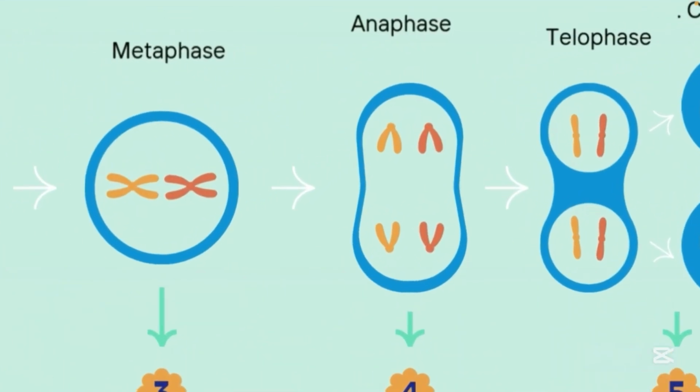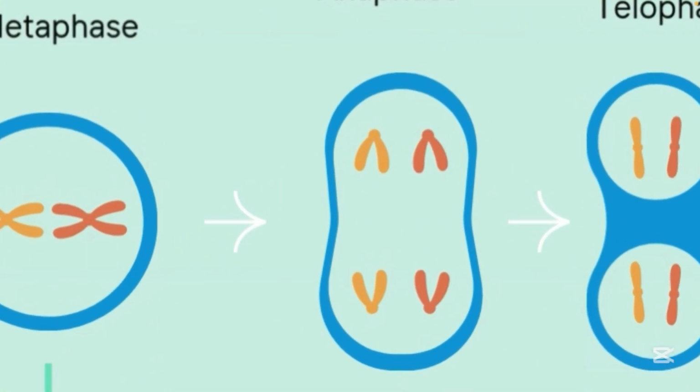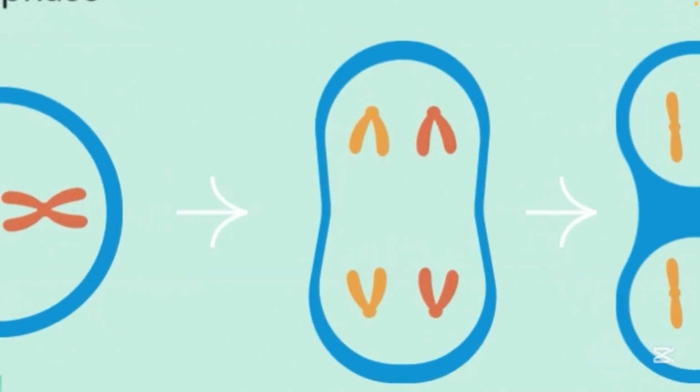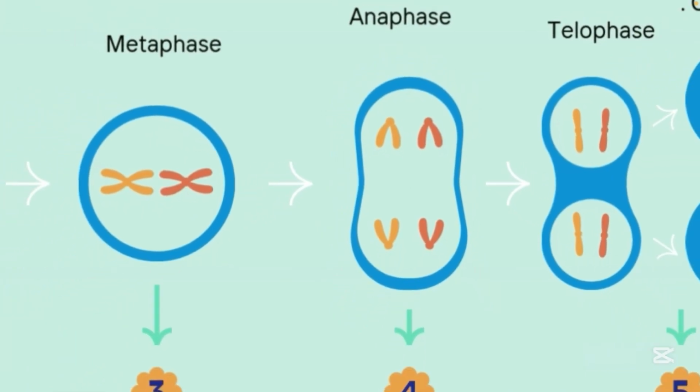And then the next step is anaphase, where the spindle fiber pulls the sister chromatids apart to opposite sides. Over here in the anaphase step, the chromosomes are being pulled away from each other into opposite poles, and each chromatid becomes an individual chromosome.